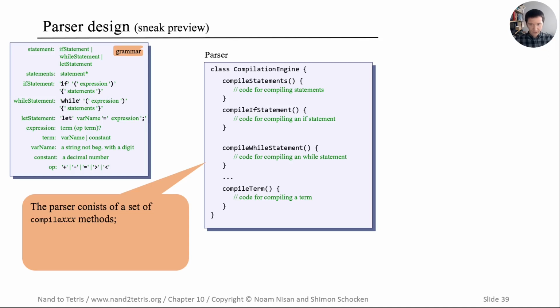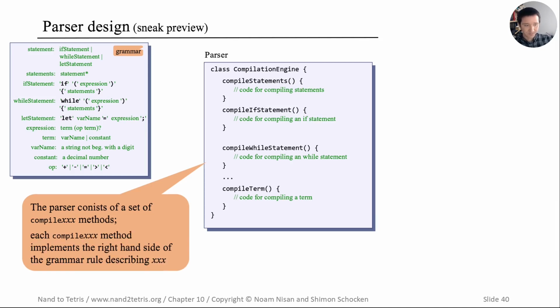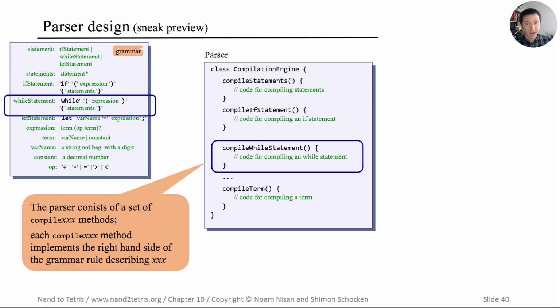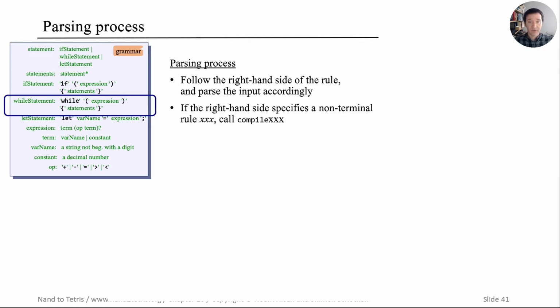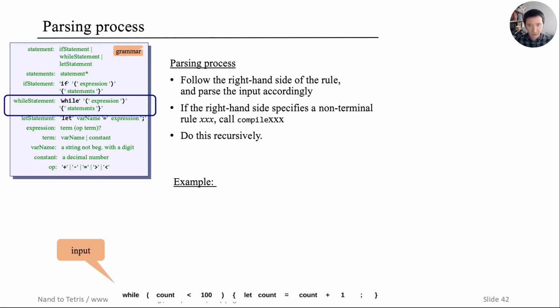So the parser consists of several compile commands. Each method implements the right-hand side of the grammar rule describing that command. So for instance, the compile while statement knows that it expects the keyword while, followed by parentheses, an expression, braces, statements, etc. So in the parsing process, we're going to follow the right-hand side rule and parse the input accordingly. If the right-hand side specifies a non-terminal rule, then we're going to compile that. And we keep doing this recursively.